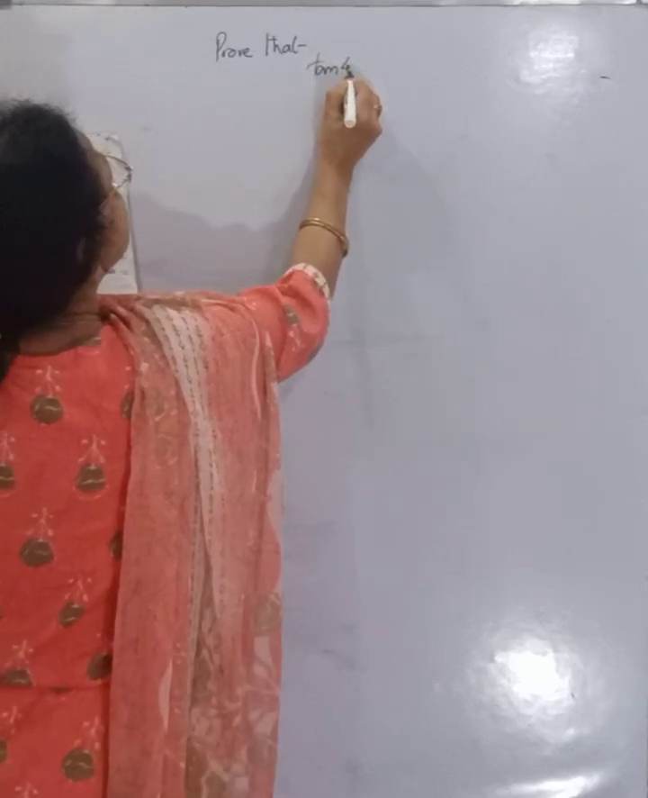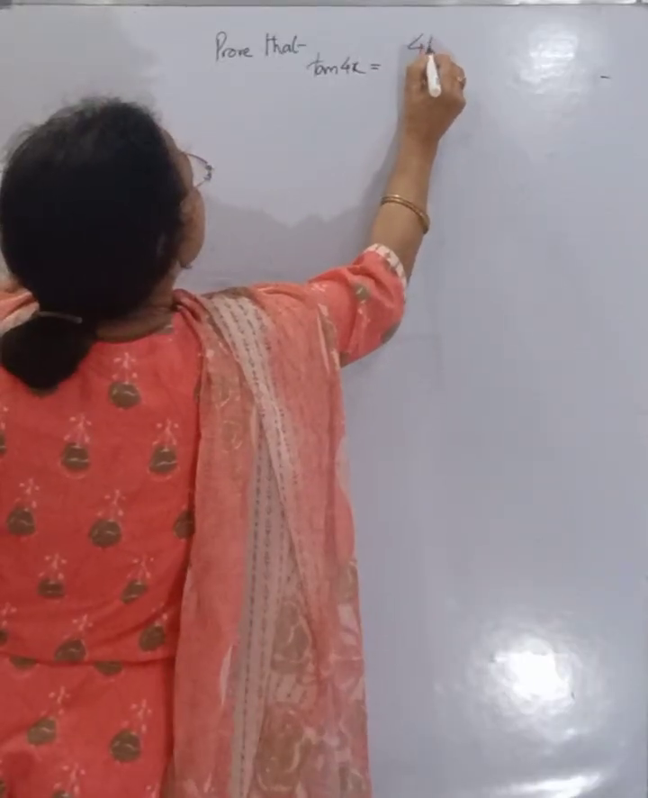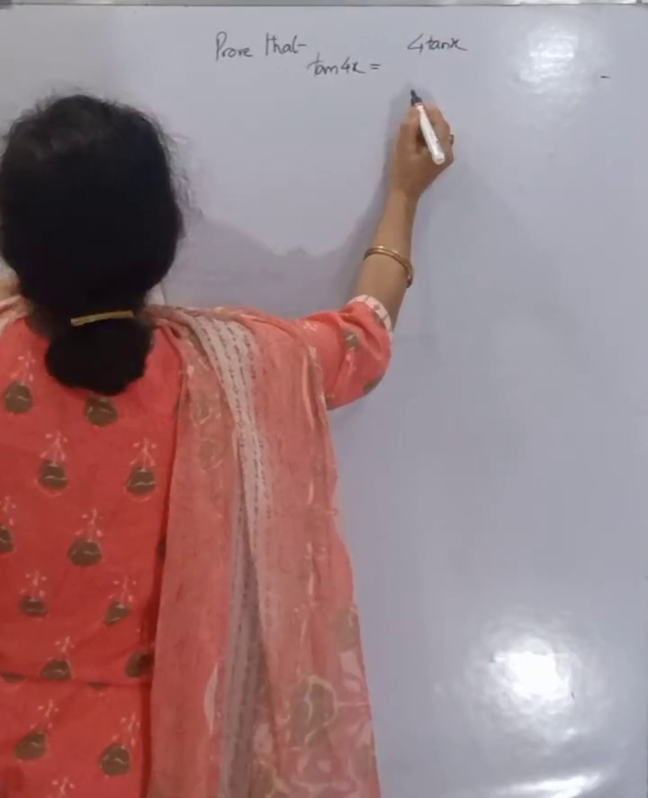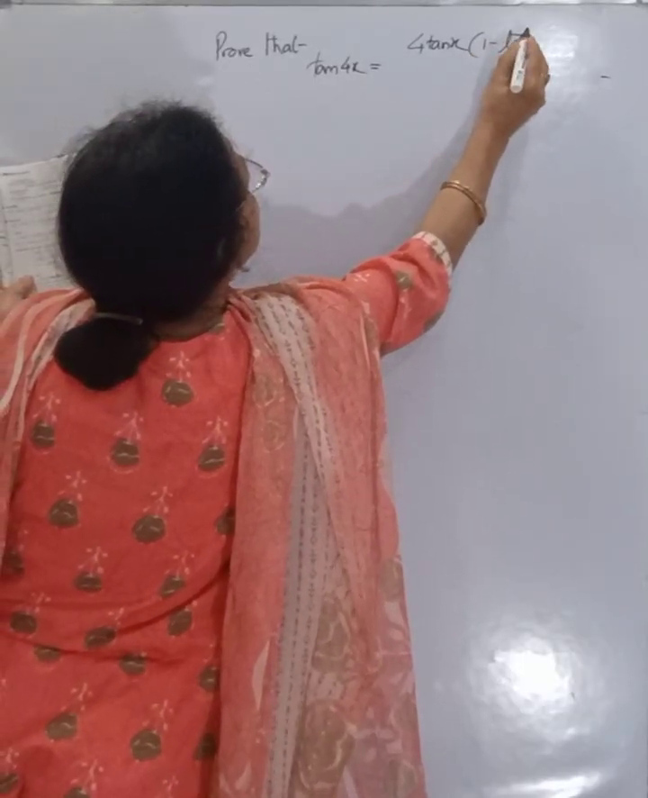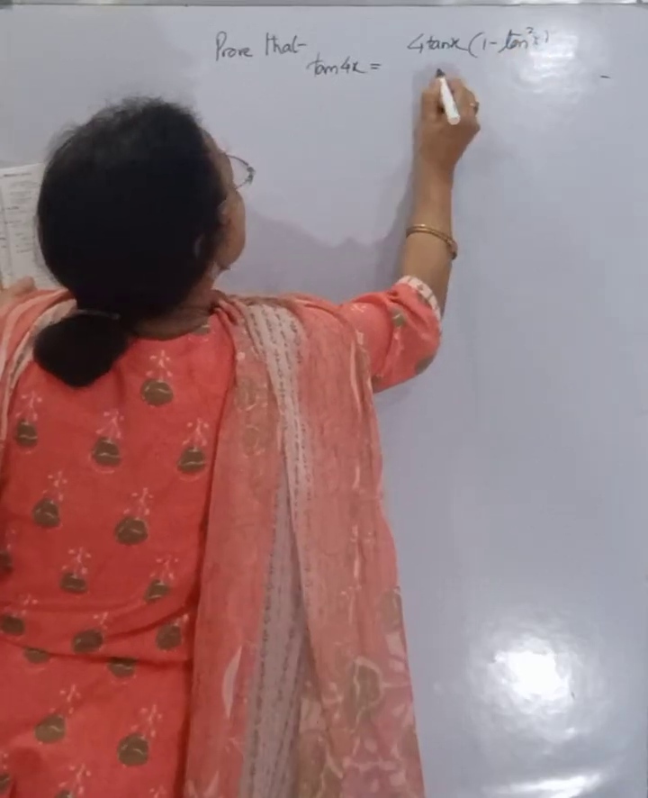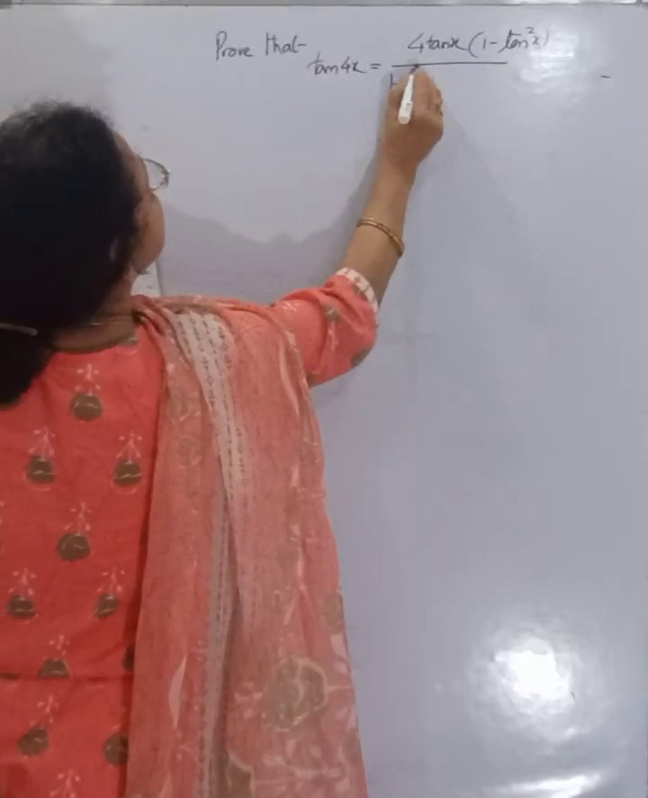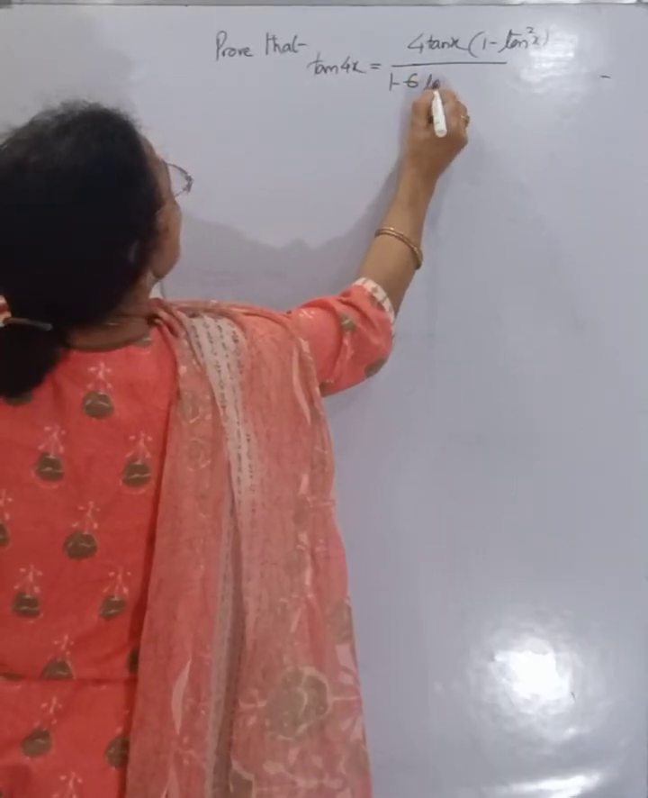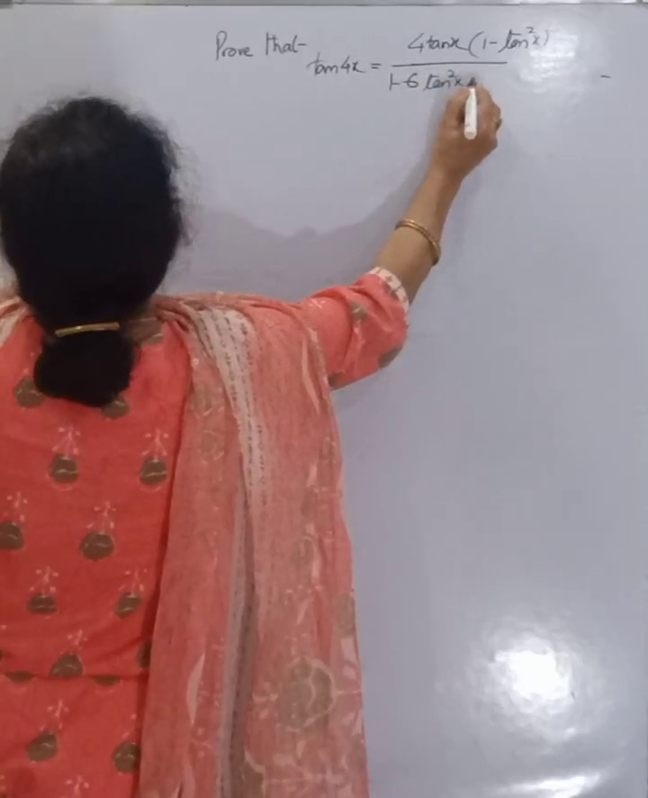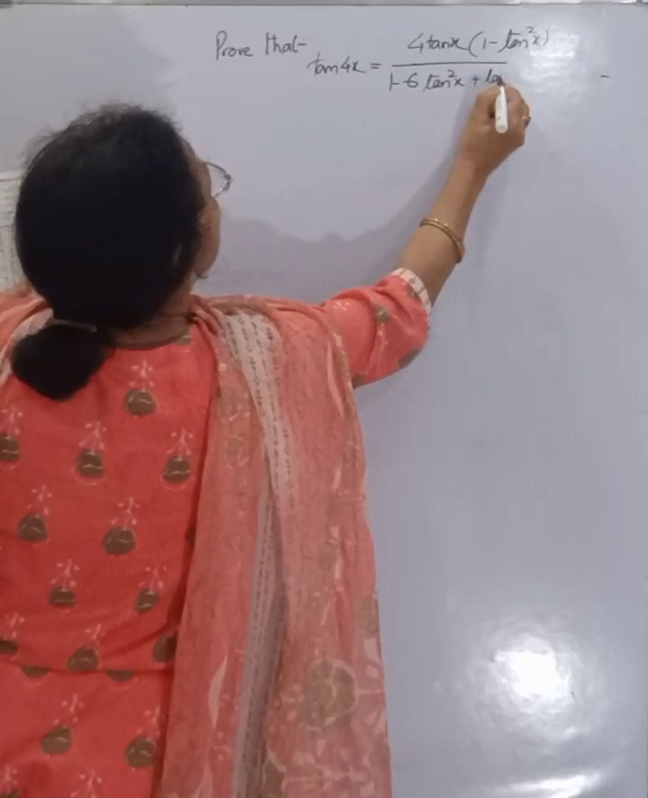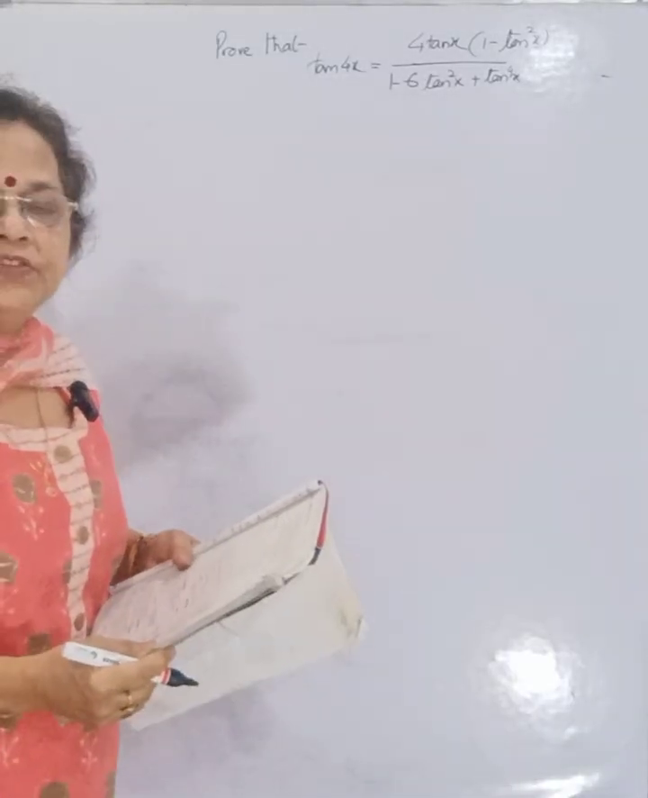tan of 4x will be equal to 4 times tan of x into 1 minus tan square x, upon 1 minus 6 tan square x plus tan to the power 4x. This is to be proved.